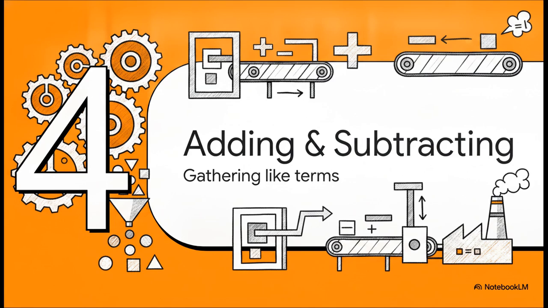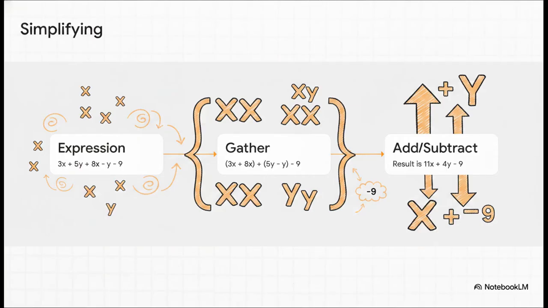Section 4, adding and subtracting expressions. Let's simplify this long expression together, 3x + 5y + 8x - y - 9. Now you can't just mash this all together into one giant blob. Step 1 is the necessary bridge. You absolutely must gather your like terms first.